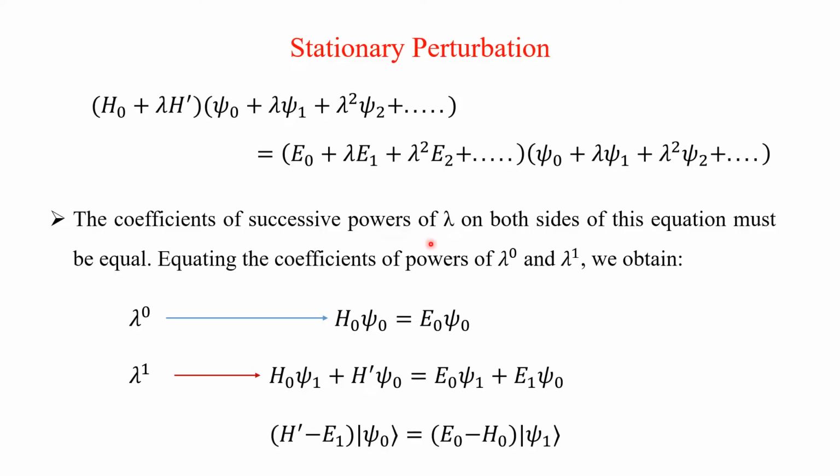The coefficient of the successive power of lambda on both sides of this equation must be equal. That we know very well. Equating the coefficients of powers of lambda, lambda power 0 and lambda power 1, we obtain the following. Take the case of lambda power 0, that is, you take the term without lambda and equate it. Here, without lambda, you will get H naught psi naught on the left hand side, and similarly on the right hand side, E naught psi naught. You can very well understand that when the unperturbed Hamiltonian acts on the unperturbed wave function, you will get the unperturbed eigenvalue E naught with psi naught.